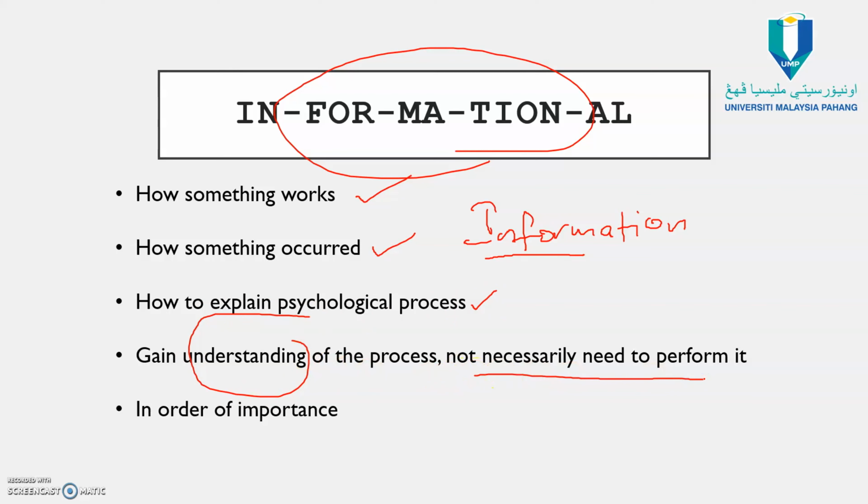and you are going to arrange all of the information in order of importance. This means that you're going to arrange the information from the most important information to the least important information. Let's have a look at some example on informational approach.